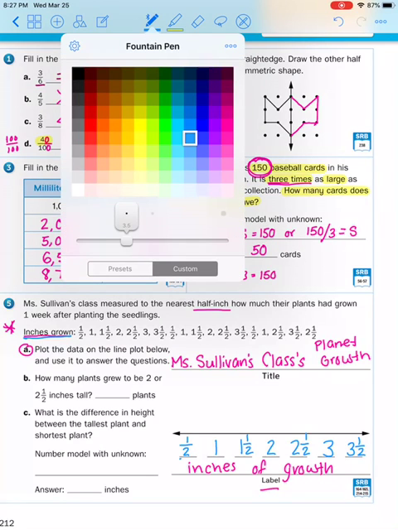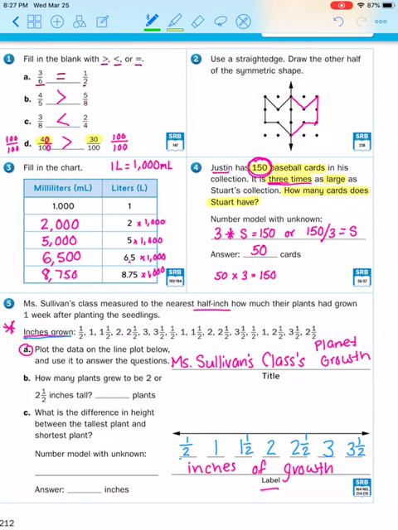So now we did this in the math boxes the other day. You want to make sure when you guys are plotting, you're crossing out to show that you've used that data point. Otherwise, you're going to skip one and make a mistake. So the first one is 1/2. So I would put an X. Then we have 1, and I'd put an X. 1/2, I'd put an X. 2, I'd put an X. 2 1/2. 3, 3 1/2. Then I would keep going.